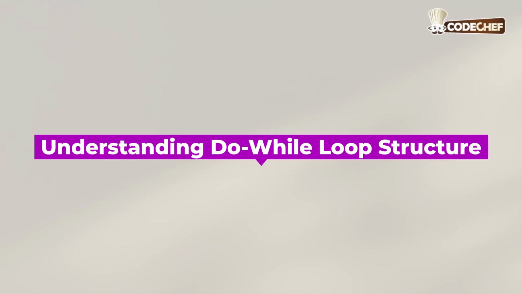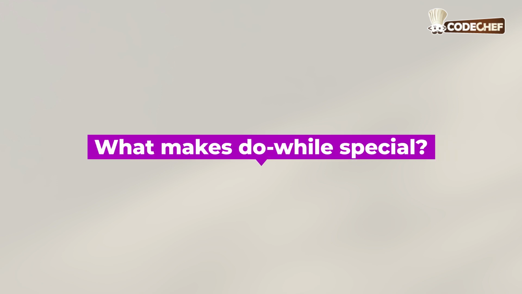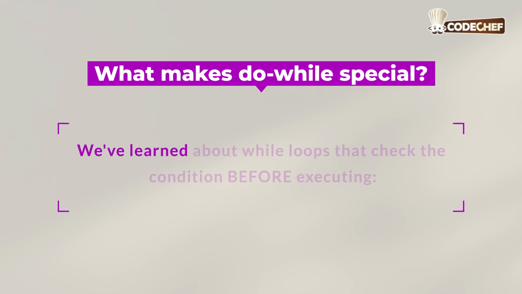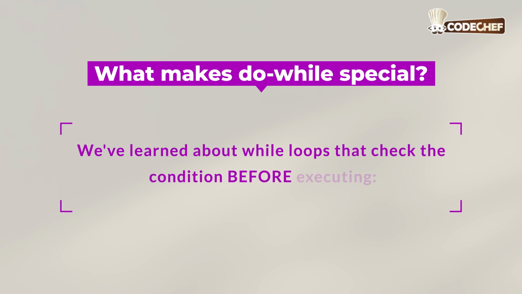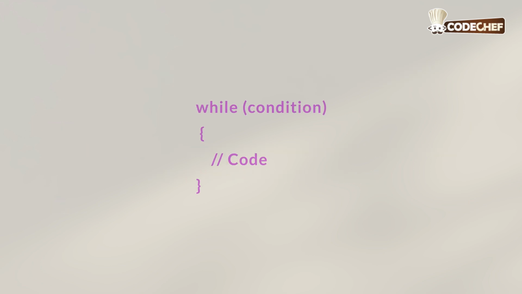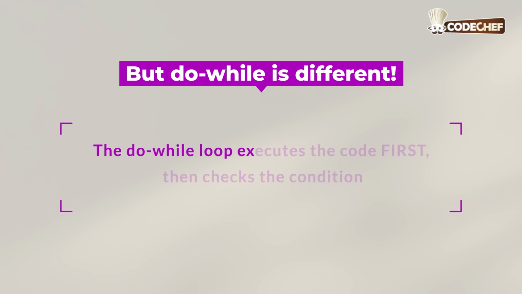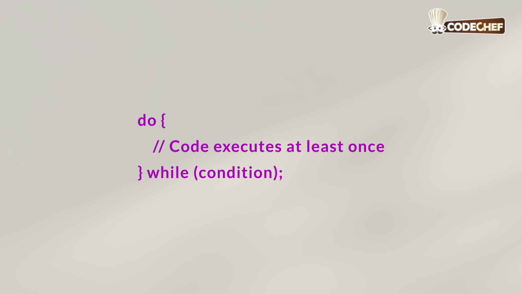Understanding do while loop structure. Let's learn about the do while loop, a loop with a twist. What makes do while special? So we have learned about while loops that check the condition before executing. Like here you can see where we apply the while condition before our code. But do while is quite different. The do while loop executes the code first, then checks the condition. Here you can see that first the code is executed and then the condition is checked.